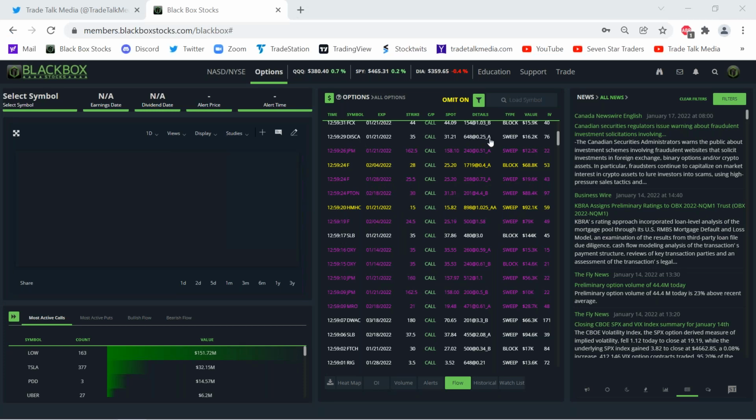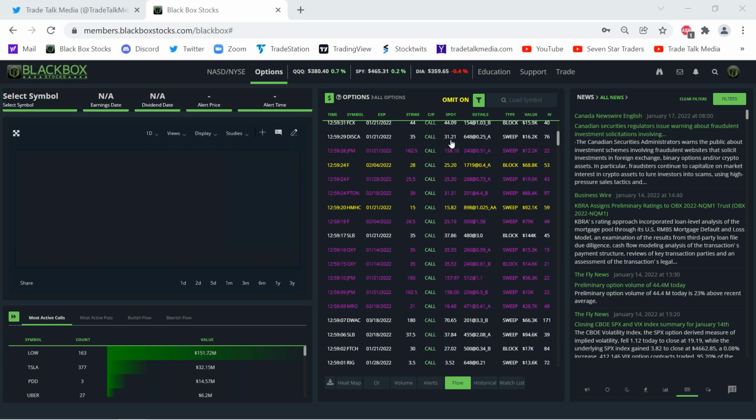This DISCA at the top here, this white line of flow. This is basically telling us that at 12:59 and 29 seconds, the contract was DISCA, 121 expiration, $35 calls. That's the contract that was traded. The spot price here up top, you can see it says spot, 31.21. That means that this was trading at 31.21 when they bought a $35 call.